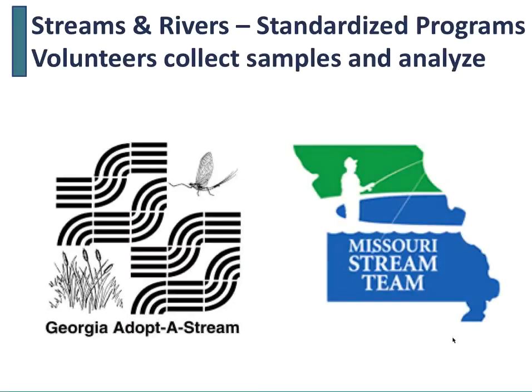Another example of how volunteer monitoring takes place, and again looking at streams and rivers, is where you have a set program that is standardized and you see people following the same methods in the state. Great examples of these types of programs are Georgia Adopt a Stream and Missouri Stream Team, where the volunteers collect the samples and do the analysis, and you see diverse data being used by communities and the state.